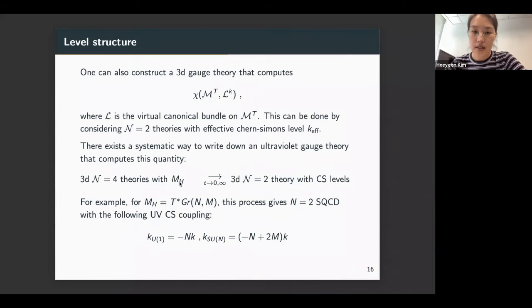And we take a decoupling limit where, roughly speaking, we integrate out half of the multiplets of the theory. Then at the end, we will get N=2 theories at a certain Chern-Simons level. Using this, we can read off the Chern-Simons levels that we have to impose for each factor of the gauge group that gives rise to this particular quantity here. So for example, if we consider the SQCD theory, we can check that this process gives you the N=2 3D SQCD theory with the following UV couplings here. And this is the theory that is associated to this invariant of the moduli space.